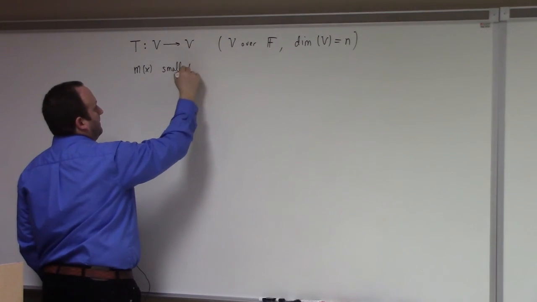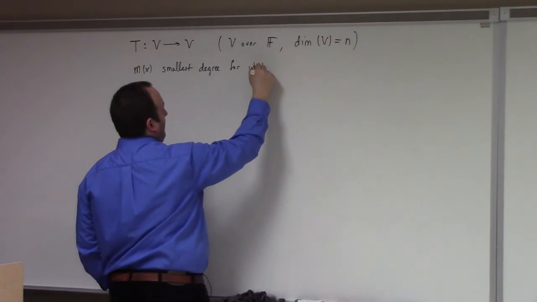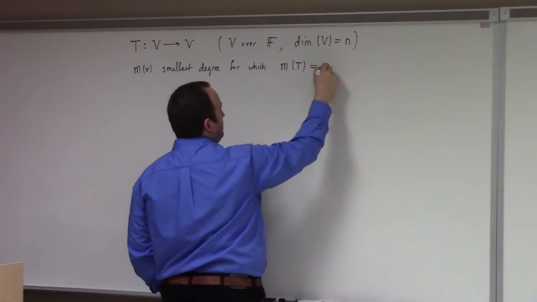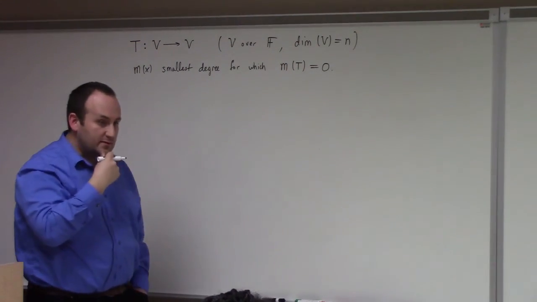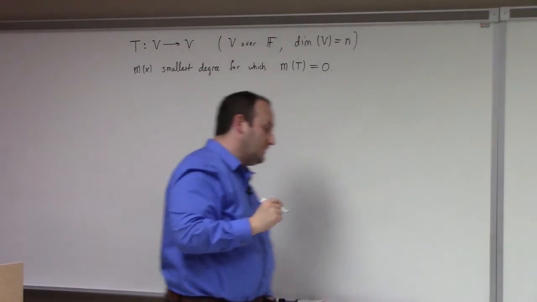Smallest degree, for which, when you take that polynomial and you plug T into it, you get 0. You get the 0 transformation. So there's this minimal polynomial that exists for a transformation T.